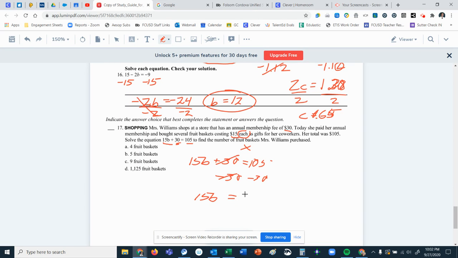And 105 minus 30 is 75. And then I would divide by $15 each because that's how much money all the fruit baskets cost. And I would get B is equal to 5. So she bought 5 fruit baskets.